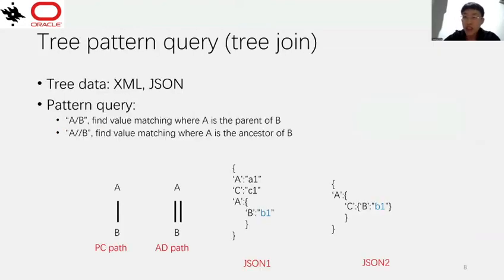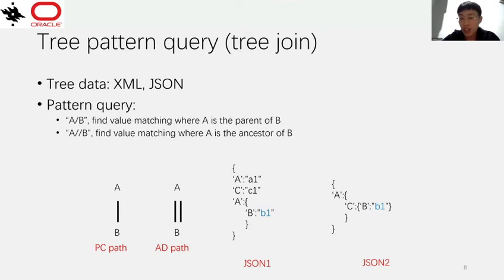So next, we're going to talk about our contributions. We add tree pattern query to this research problem. So first of all, what is a tree pattern query? The traditional tree data are XML and JSON. The tree pattern queries we discuss in this lecture are PC paths and AD paths.